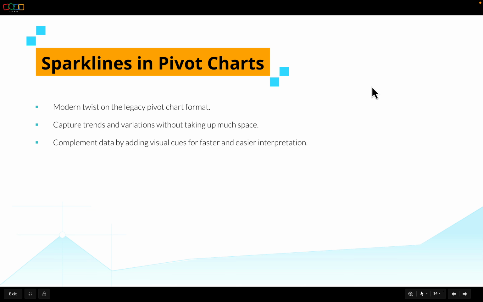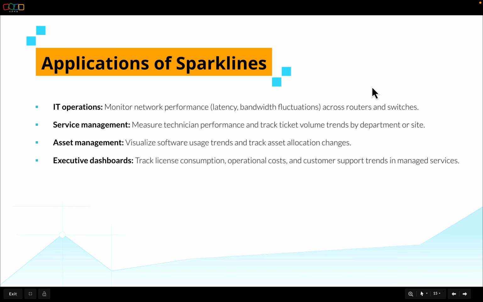Now that we've seen how sparklines enhance traditional pivot tables, let's talk about where else you can apply them. The possibilities here are honestly endless. In IT operations, you can use this to monitor network performance metrics. For example, tracking latency or bandwidth fluctuations across your routers and switches. In service management, it's great for measuring technician or support group performance. You can also use it to track ticket volume trends by department or site, or even SLA breach patterns over time.